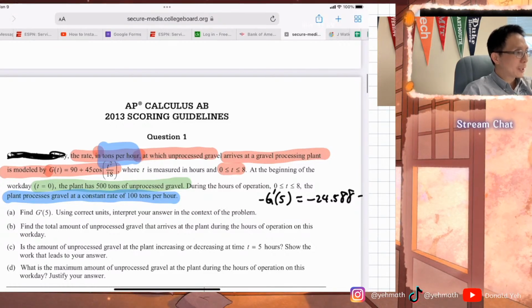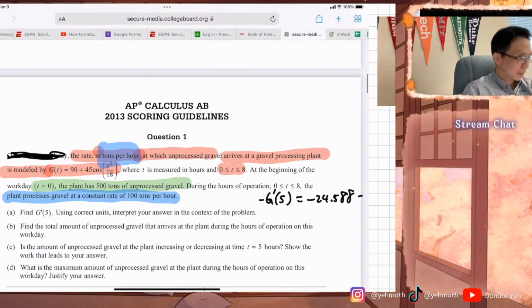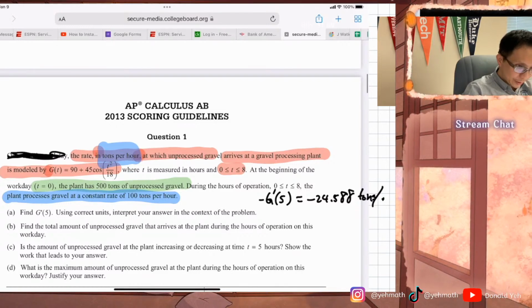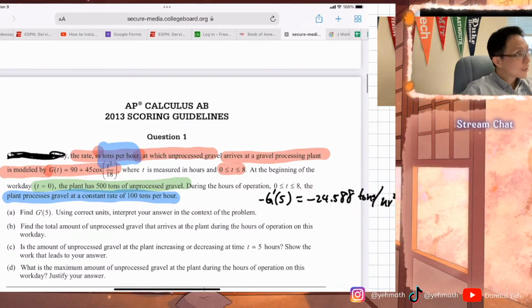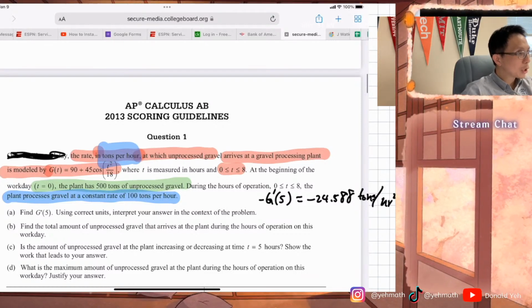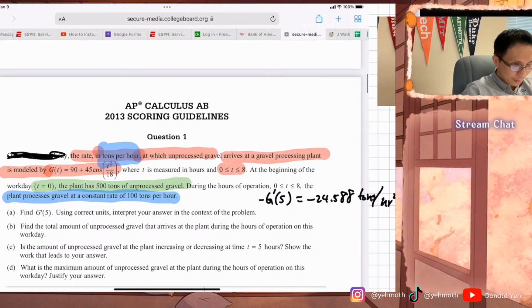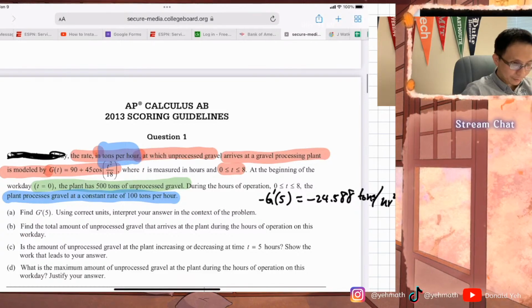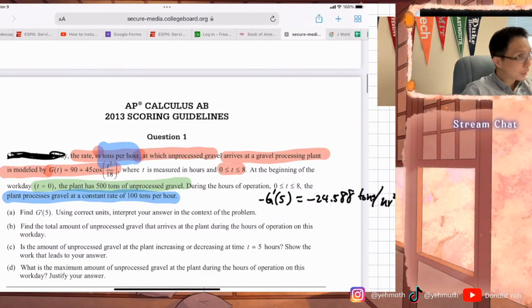Meter per second squared because it's divided by time again. Oh, it would be tons per hour squared. So you have to write it like that to get all the points. You cannot just write tons per hour. You cannot just write down negative 24.588. You have to write down 24.588 tons per hour squared.